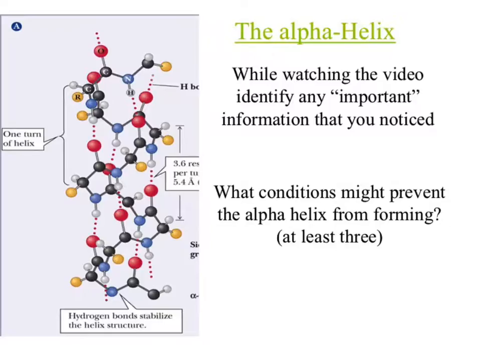Okay. What conditions might prevent the alpha helix from forming? There are 3.